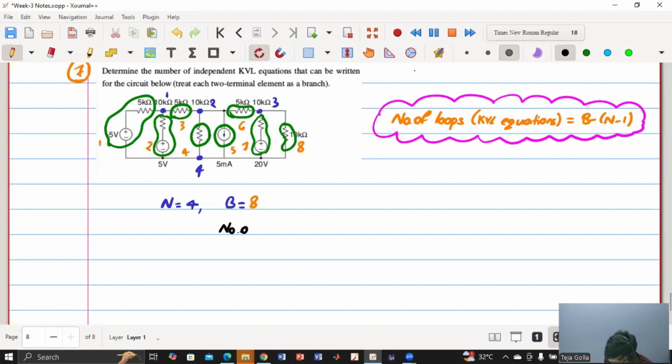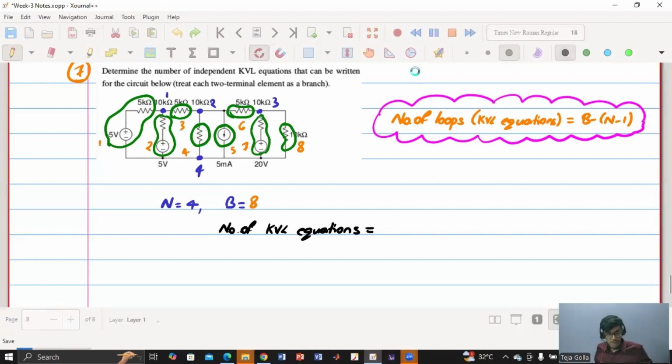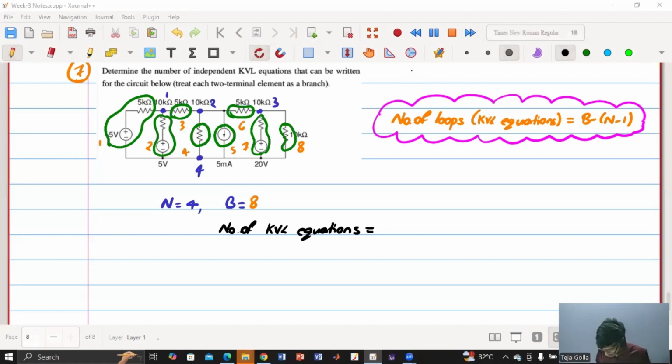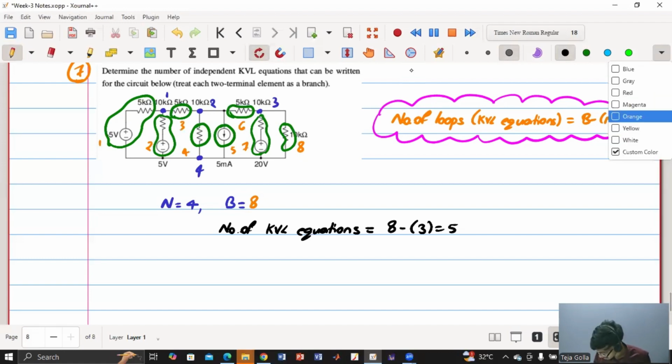There is less than a minute left, so if this meeting ends, kindly join back. Number of KVL equations, how many? Someone mentioned in the chat 5, Bhuvan. Let us check. 8 minus 3, it is 5. Yes, you are right.